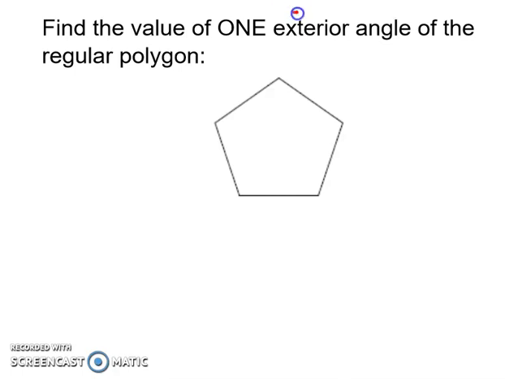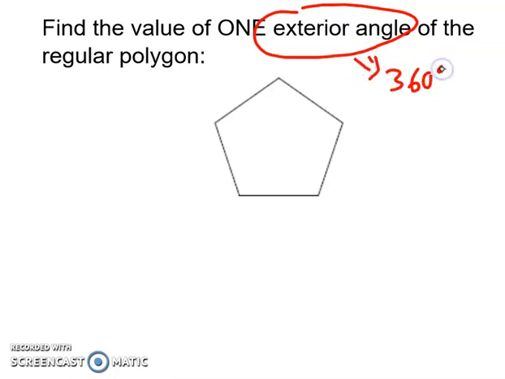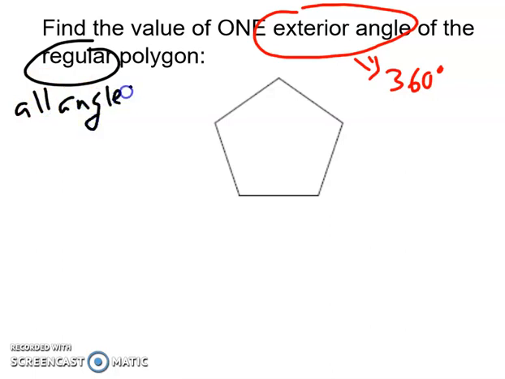Well, I see exterior, and I know that that's equal to 360 degrees. I also see that it says a regular polygon. So that means that all angles are equal. So what I want to do is count how many angles there are, and I can do that by counting the sides. 1, 2, 3, 4, 5. This is 5.